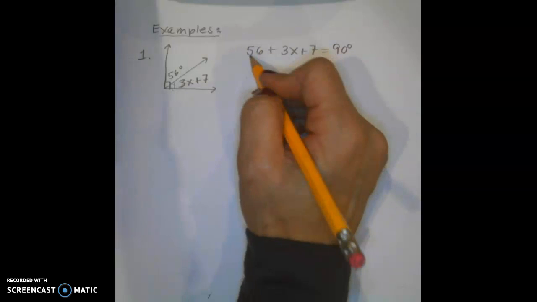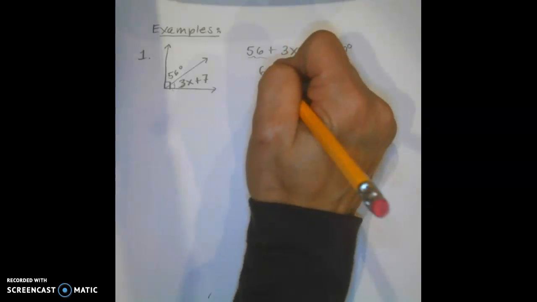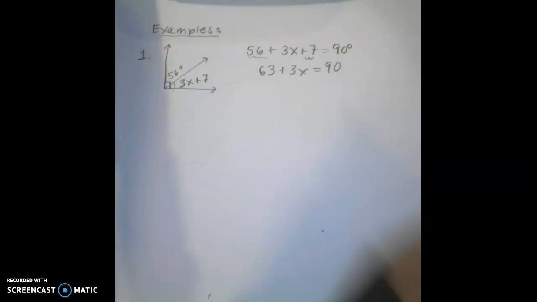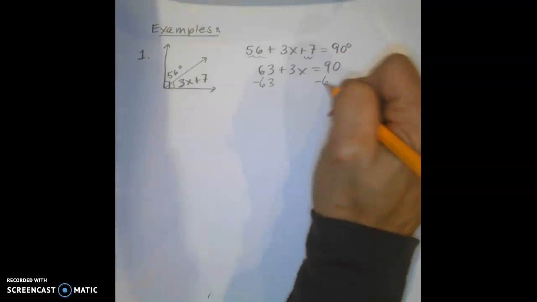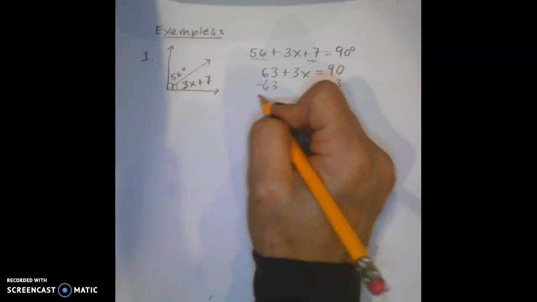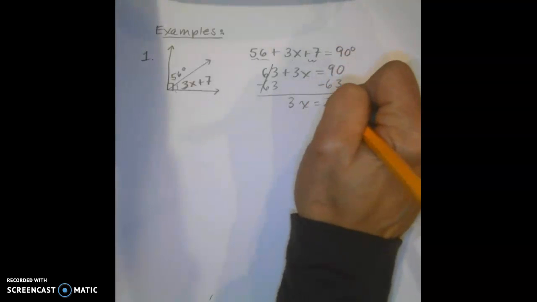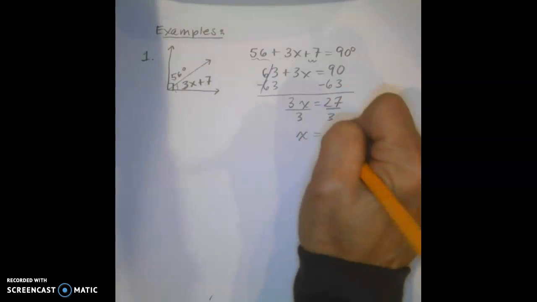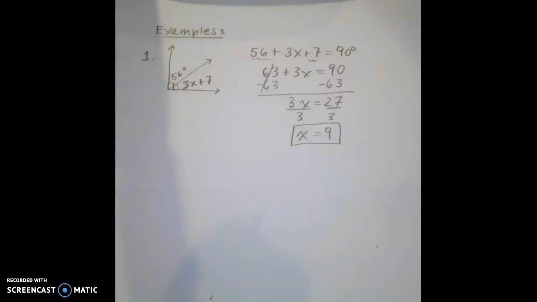Now we can combine our like terms. We have 56 and 7, that gives us 63. Bring down 3x, and we keep solving. Subtract 63 from both sides. Finally divide by 3 on both sides, and we get x is equal to 9. Let's try another example, again with complementary angles.